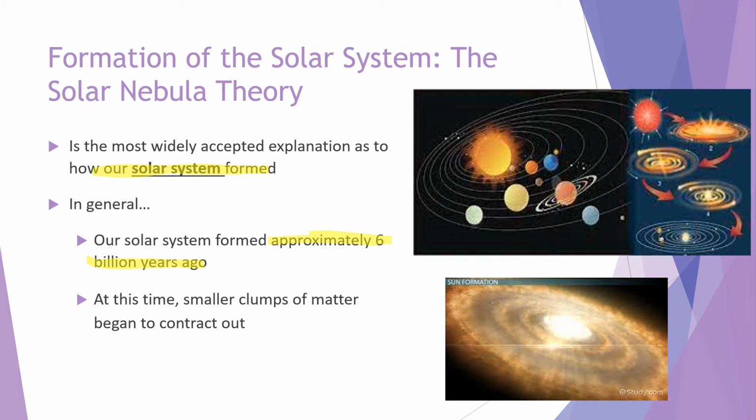And over time, eventually, gravity caused the matter and material, that gas and dust, to collapse in on itself, and this formed the sun at the center. The remaining material began to clump together. Okay, and that remaining material that began to clump together began to contract outward. So now we have the sun at the center of this solar system and all of this extra remaining material starting to drift away.